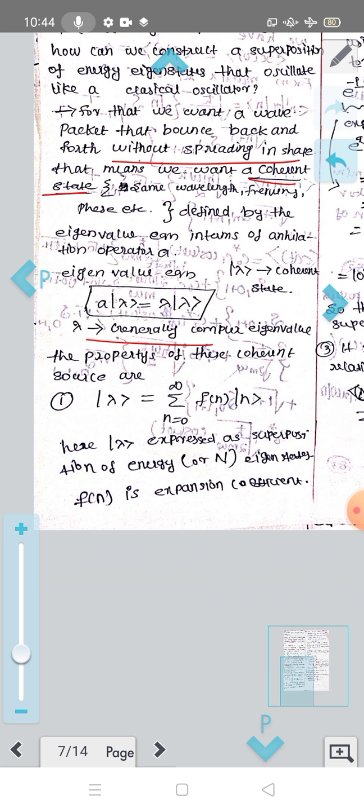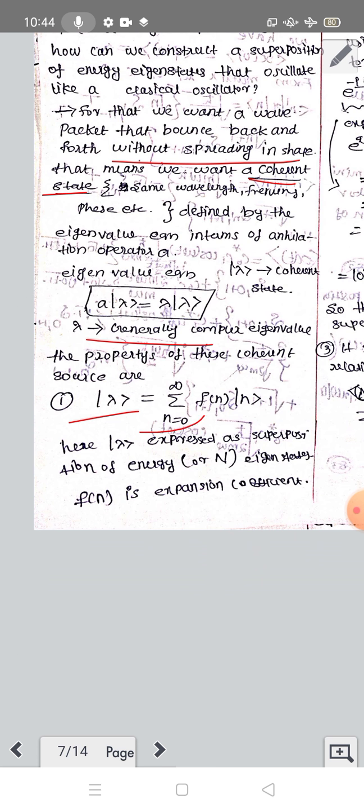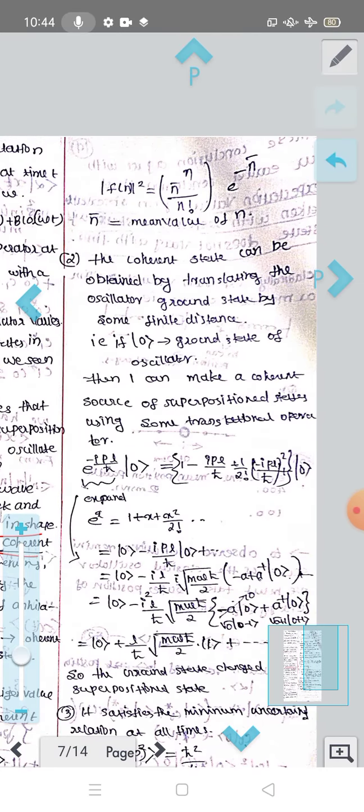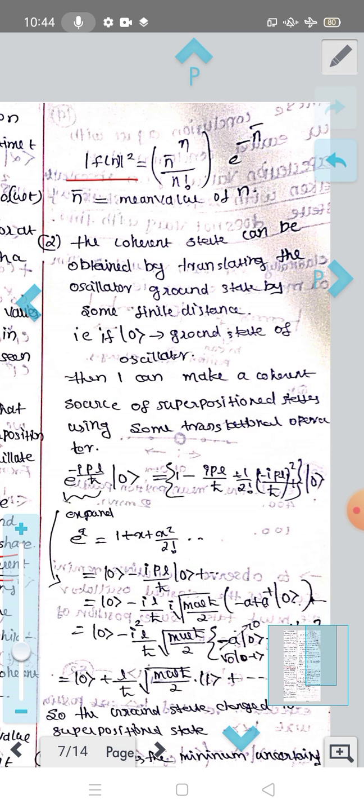The properties of this coherent state are, first, ket lambda equal to summation over n equal to 0 to infinity f of n ket n. Here ket lambda is expressed as a superposition of energy eigenstates ket n, and f of n is the expansion coefficient, where mod f of n square equal to n bar raised to n divided by n factorial, e raised to minus n bar, where n bar is the mean value of n.